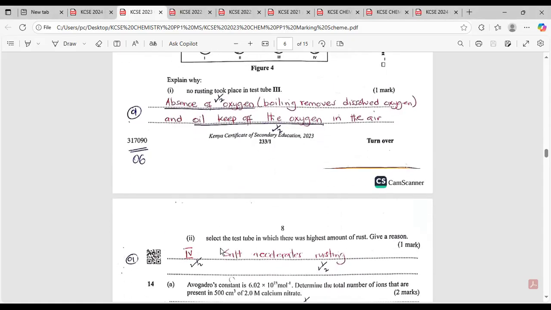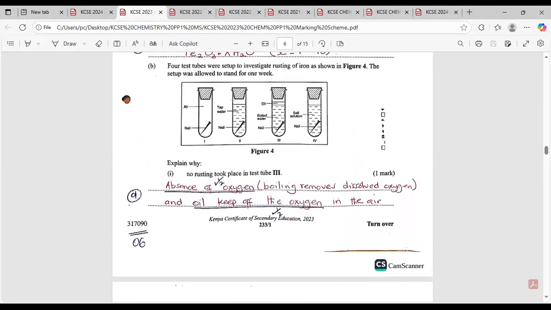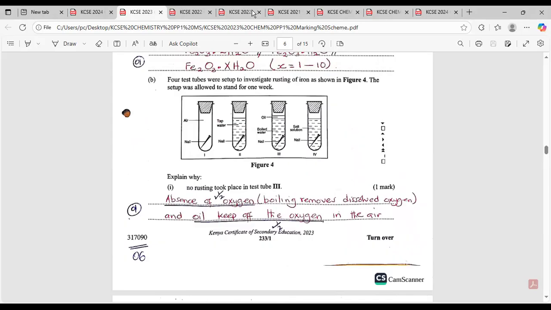Next one, select the test tube which was having the highest amount of rust. It is like they are testing not the conditions necessary for rusting, but factors that accelerate rusting. One is salt condition, another one is acidic condition. So you can see it was tested indirectly. Factors that accelerate rusting, and the other one, there is a chemical name for rust. Then you are also accounting for the observations.